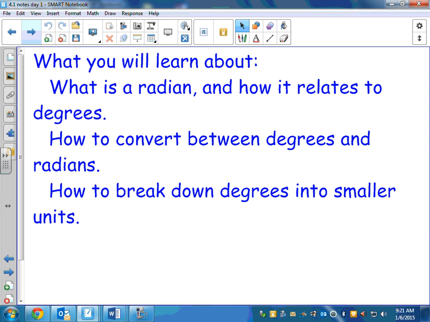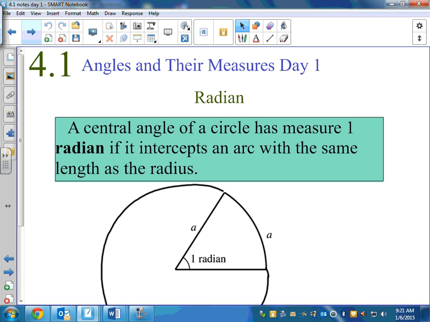Right. We're going to talk about what a radian is today and how it relates to degrees, because most of us think about circles and angles in terms of degrees, but in trig and in calculus, we talk about radians. We're going to talk about what that means, how to convert, and how to break down degrees into smaller units. I'm going to show you how your calculator does that for you, so you don't have to think too much about it, but there are some uses of it. All right, so here we go.